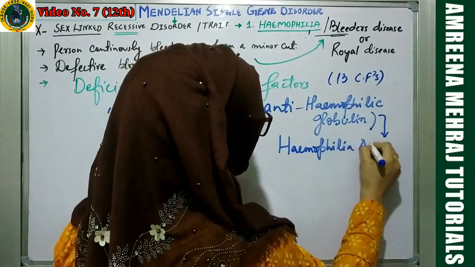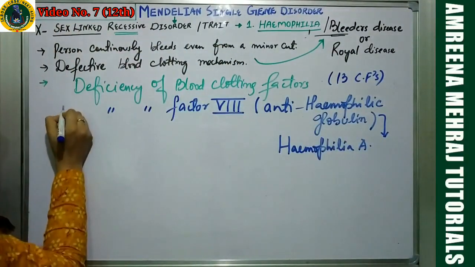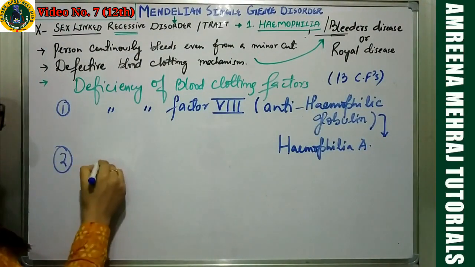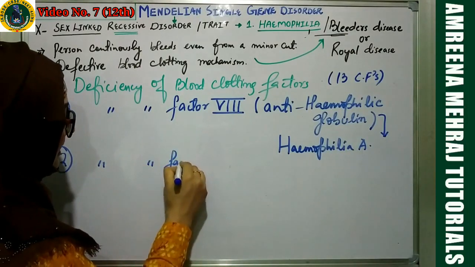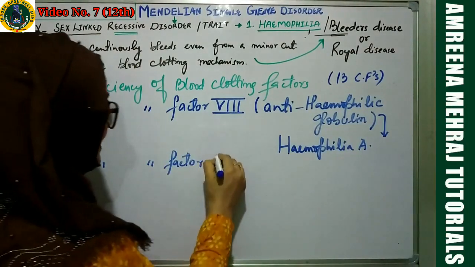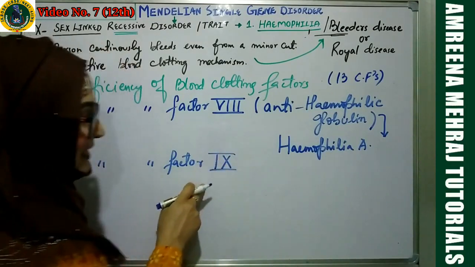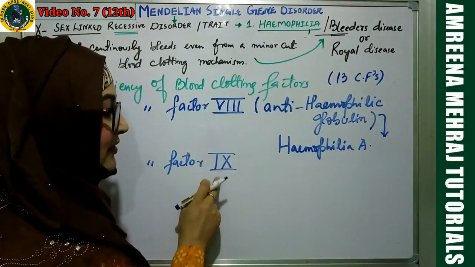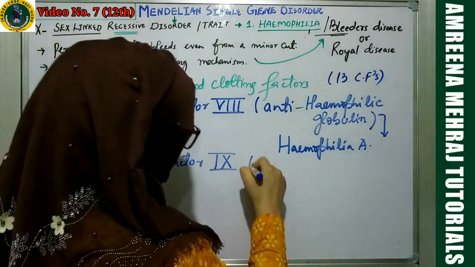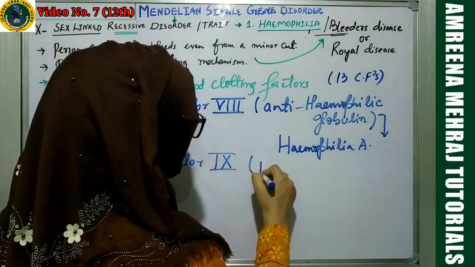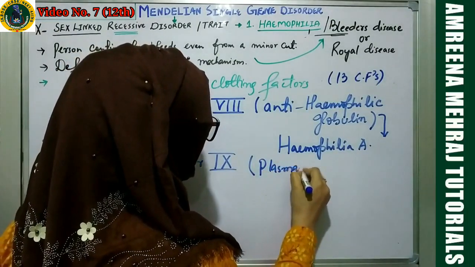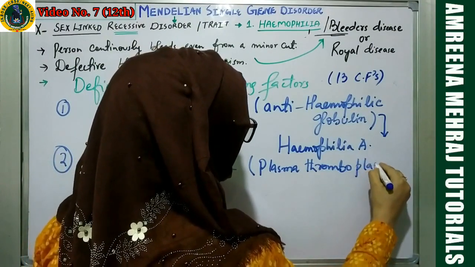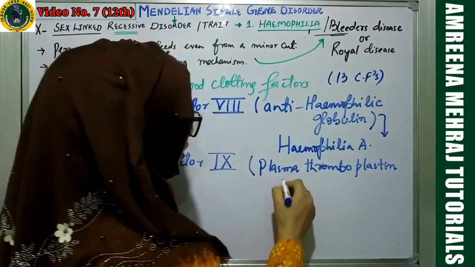It's called Hemophilia A. Another, if we have the deficiency of clotting factor number 9, I hope I'm using the correct Roman numeral. If there is the deficiency of blood clotting factor number 9, then let me give you the alternative name of this blood clotting factor. This is very important: plasma thromboplastin cofactor.